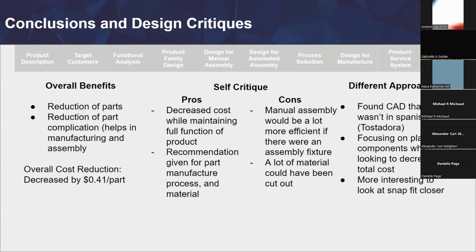So to conclude, we were able to reduce the part count and the complication of those parts to help in manufacturing and assembly, which would decrease the cost as well as maintain the function of the product. Unfortunately, this would not make manual assembly more efficient, and there would be a lot of excess material. Another approach we could have taken was to find a CAD model that was in English and to focus on the plastic components. Thank you very much.